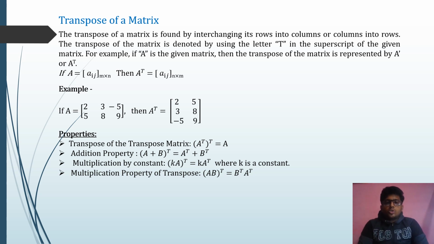Now come to the transpose of a matrix. Transpose is basically the interchanging of the row and column. So transpose is written as A, and in the superscript there is written T. Here you can see an example that it is basically a 2 cross 3 matrix, and it changes to a 3 cross 2 matrix.